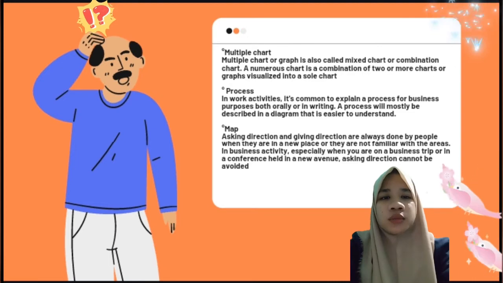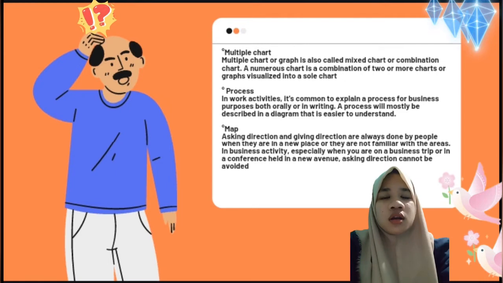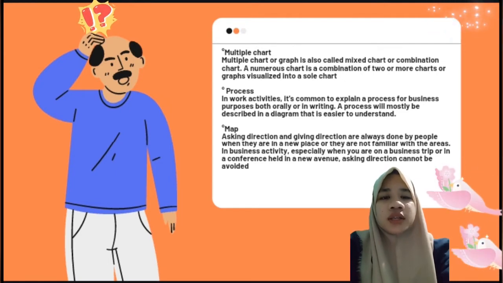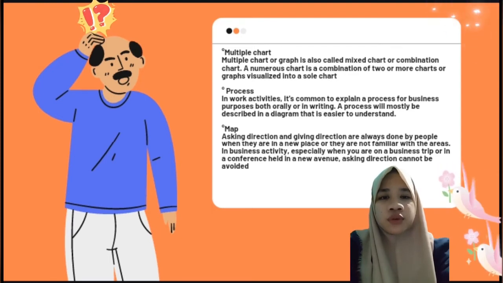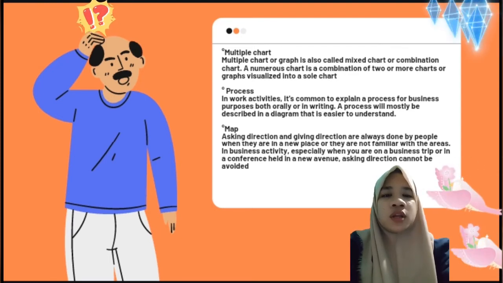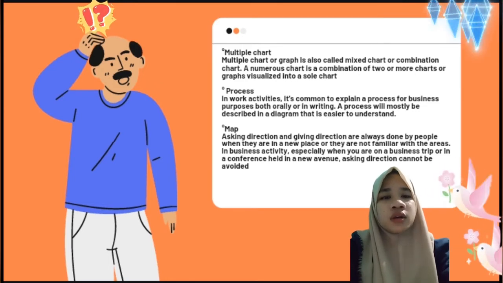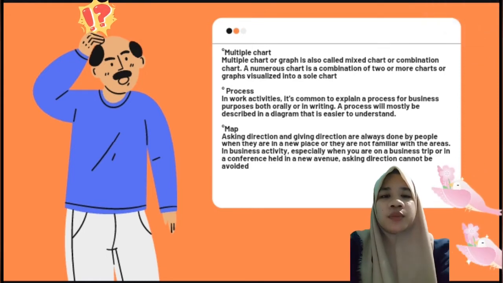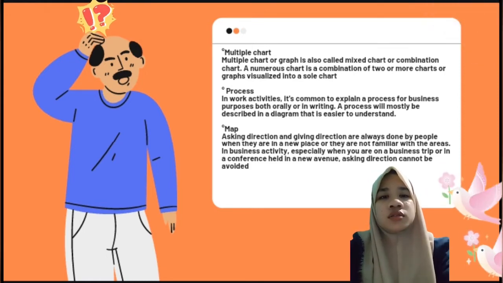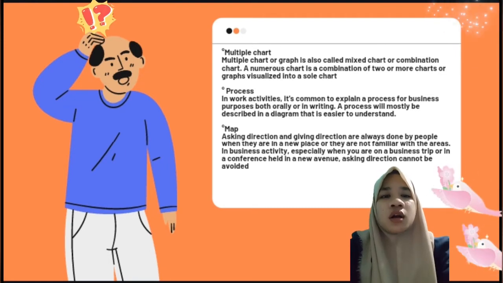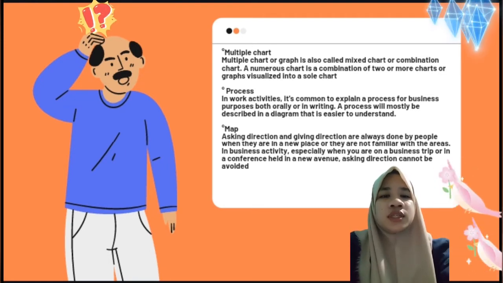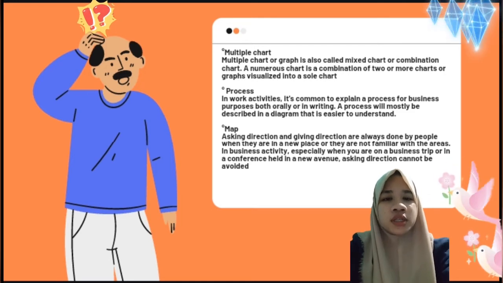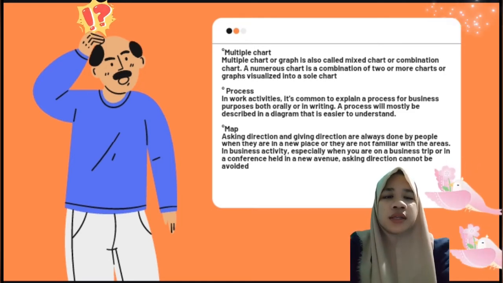Okay, a process in work activity is common to explain for business purposes, orally or in writing. A process is a series of actions that are usually used when people want to describe how to do or make something and how something happens, such as how to design a driver or manufacture a product. A process can also explain how something happened, for example, how to handle customer complaints by phone. And a process will mostly be described in a diagram that is easier to understand.